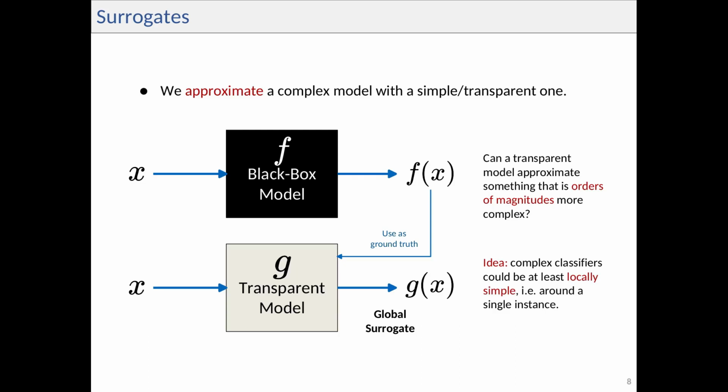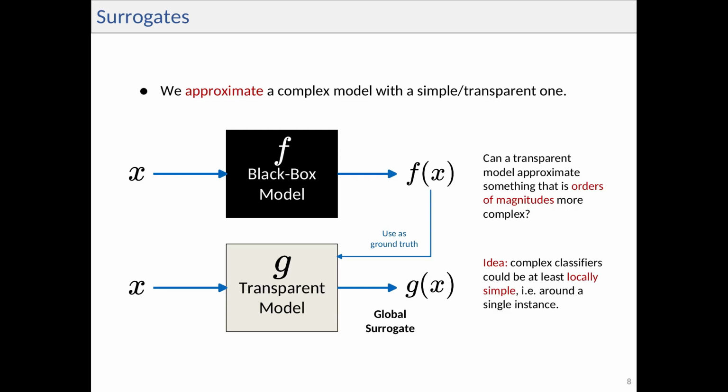So the idea here is, okay, G is way too simple for F, but maybe that's the case if we talk about the entire model on the entire data set. That perhaps doesn't really apply if we look at the model locally, meaning around a specific instance, so on a very specific part of the decision landscape.